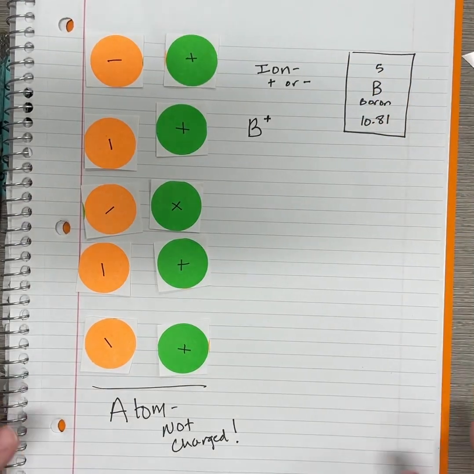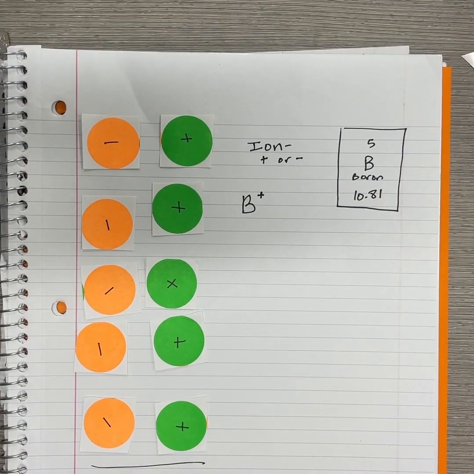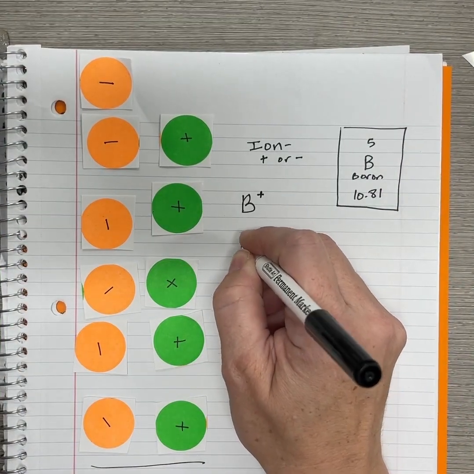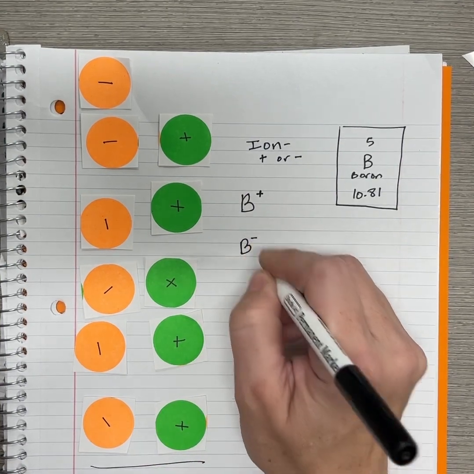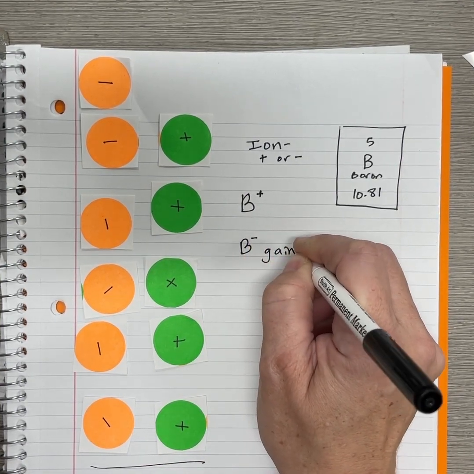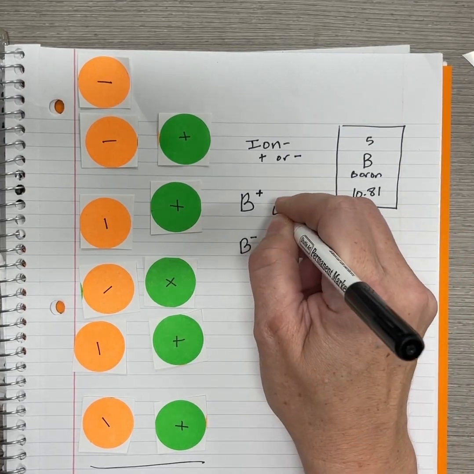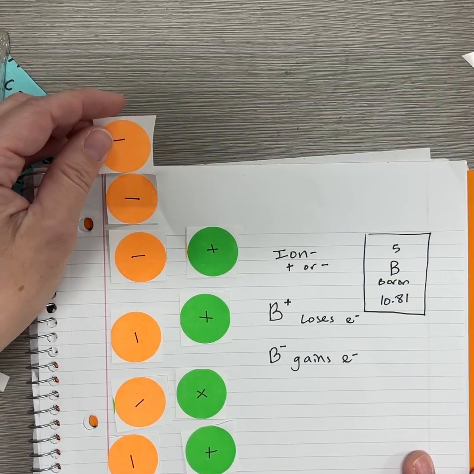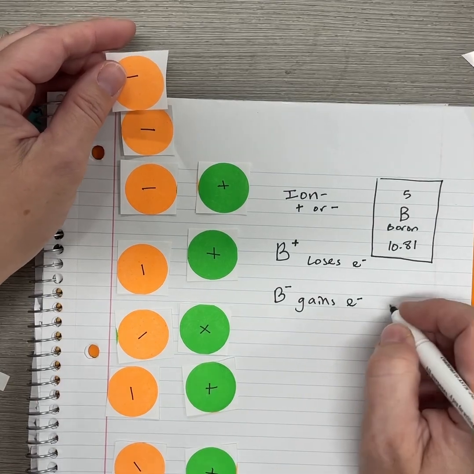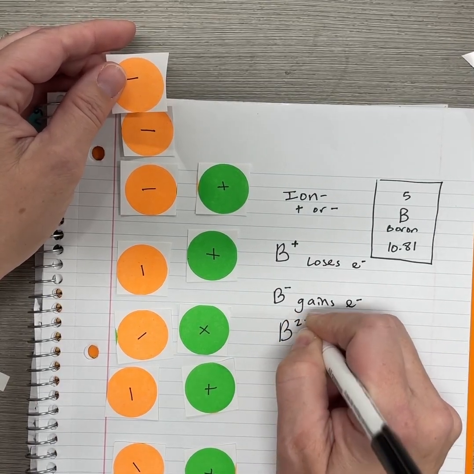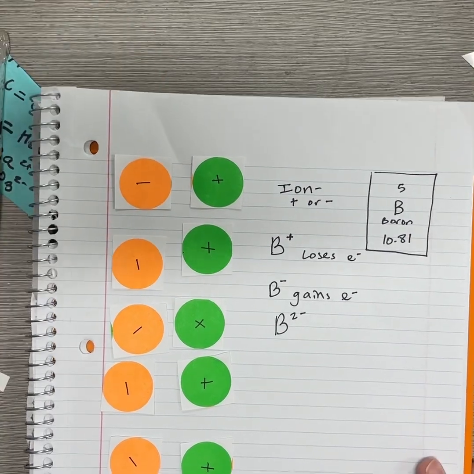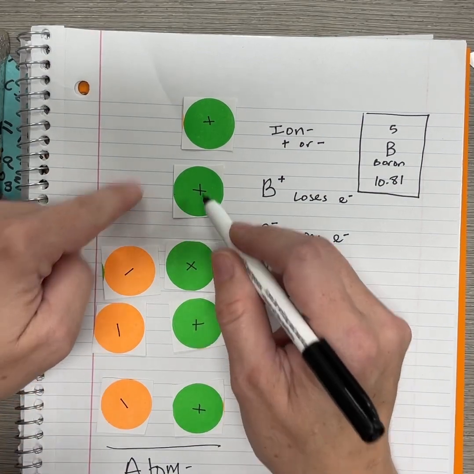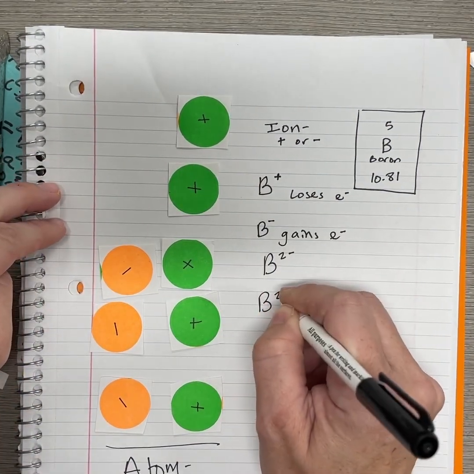Okay, let's say in a chemical bond that boron gained an electron in the deal. What would the charge be? If it gained an electron, it would be boron minus 1. So I put minus 1. So negative is when it gains electrons, and positive is when it loses electrons. Okay, so what would it be if it gained another electron? Okay, it would be B2 minus. What if boron lost 2 electrons? See, we're positive by 2. It would be B2 plus.